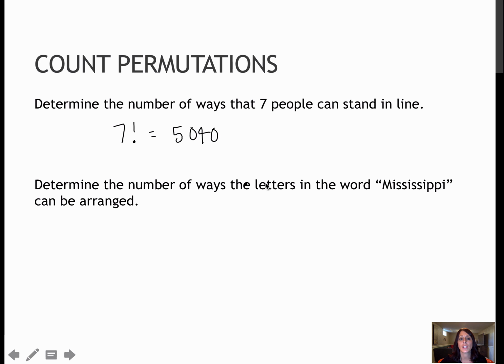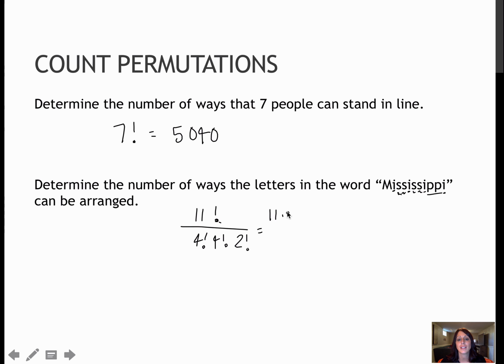Now determine the number of ways the letters in the word Mississippi can be arranged. Well, there are 1, 2, 3, 4, 5, 6, 7, 8, 9, 10, 11. So 11 factorial, except we've got some letters that are duplicated. So M only happens once, but I've got 4 I's, so I'm going to divide by 4 factorial. I've got 4 S's, so 4 factorial again, and then I've got 2 P's, so 2 factorial.